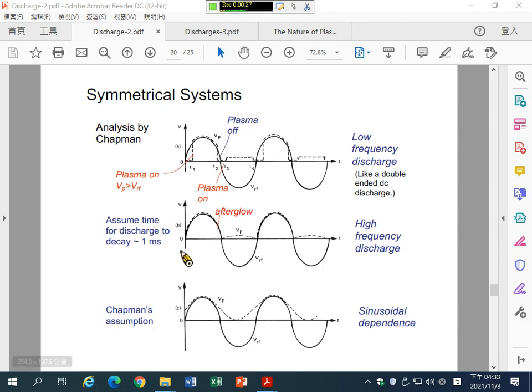Okay, so for the symmetrical system, at least half cycle, one electrode is cathode, the other electrode is anode, and the other one is cathode. But at half cycle, they change. So this electrode becomes anode, this electrode becomes cathode. Okay. So if you compare these curves, you will see these two electrodes behave the same in average, and this is a symmetrical system.